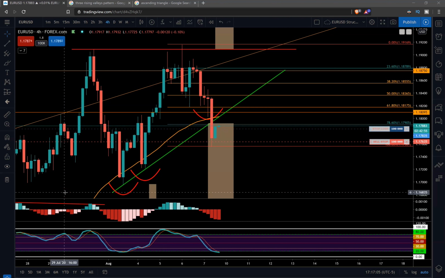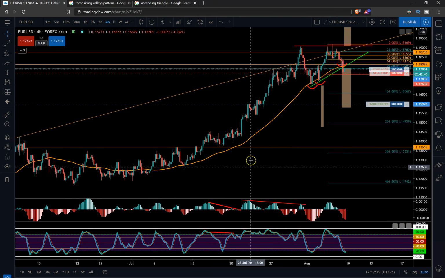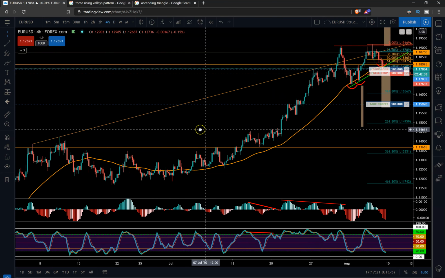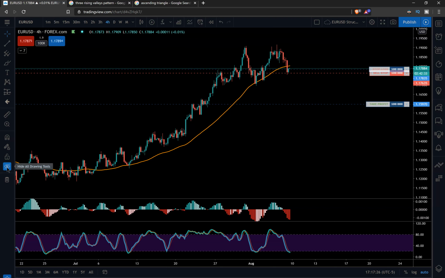This is my first TA video. This is the Euro USD. I'm swing trading this, on the 4 hour time frame. Let me zoom out. Look left. Let me get rid of this. This is where we're at right now.